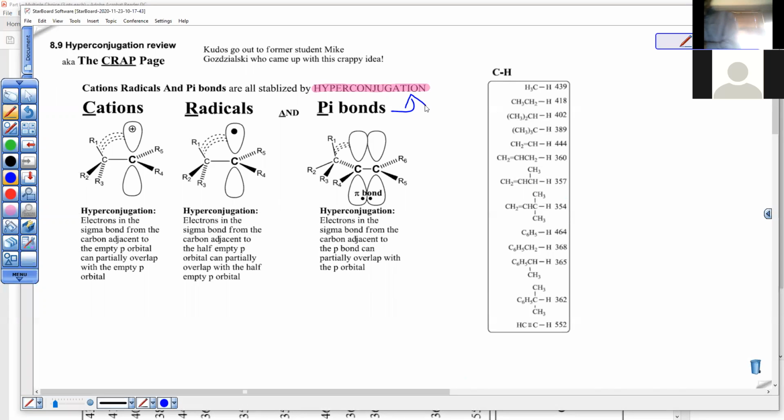And it explains definitely the trend here, where we have tertiary, secondary, primary, methyl. Methyl, the product you're about to make, the radical, has no hyperconjugation. So remember, we're comparing these molecules where there's a radical. No hyperconj. And this one has the most hyperconj.